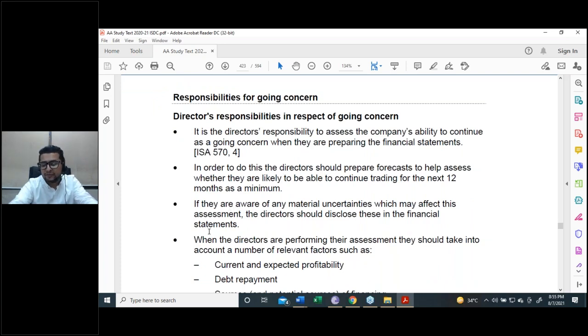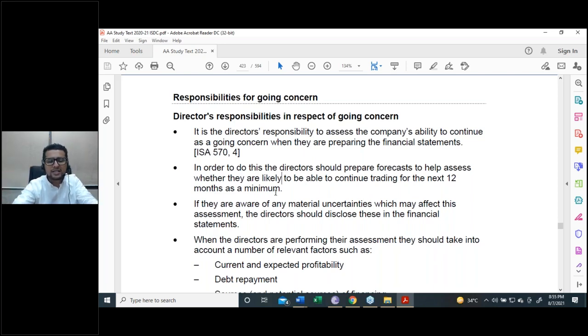If the directors believe that they are a going concern company, but there is some kind of doubt over their going concern assumption, they need to disclose those uncertainties. And as an auditor, we are going to audit those uncertainties, and we are going to highlight those uncertainties in the Murga paragraph from my last class.